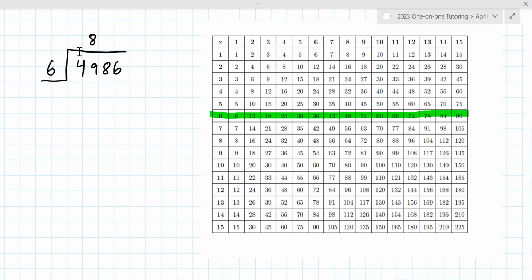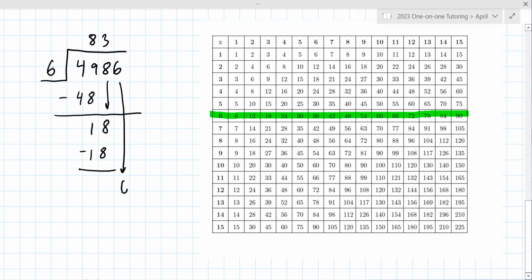So 8 times 6 is, what does that become? 48. What is 49 minus 48? 1. And we bring the 8 down. That's right. And then 6. How many times does 6 go into 18? 3 times. We put the 3 on top. 3 times 6 is 18. We subtract, that gives us 0. So we bring the last 6 down.